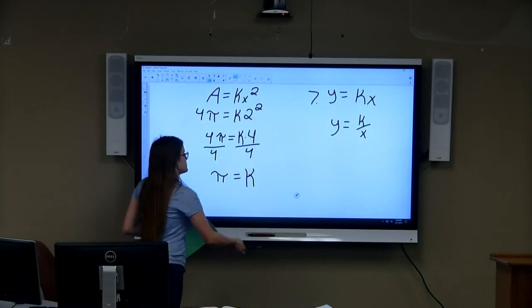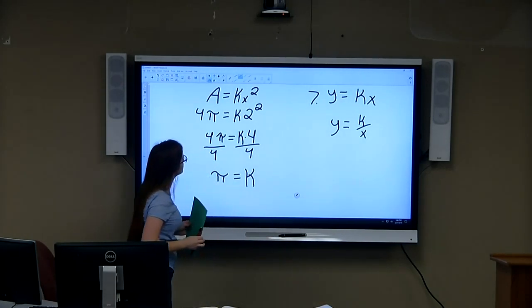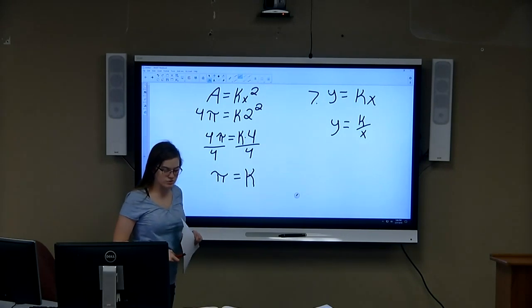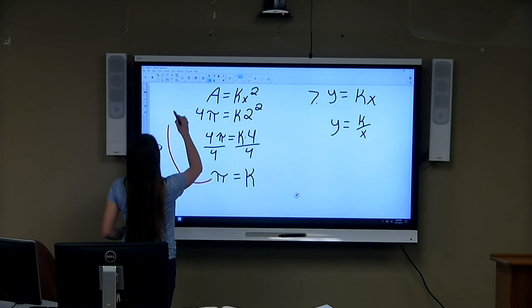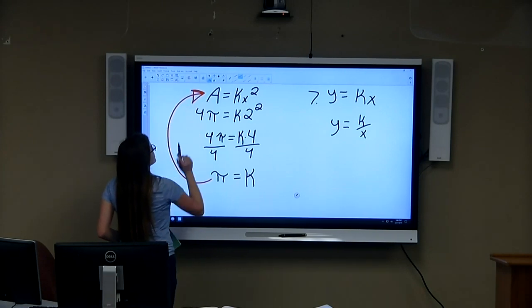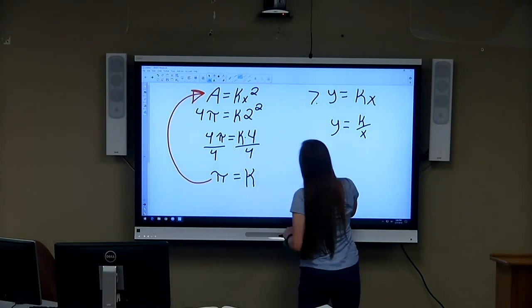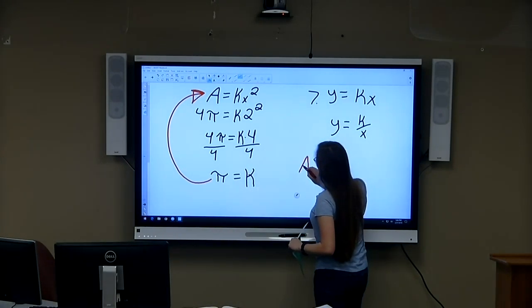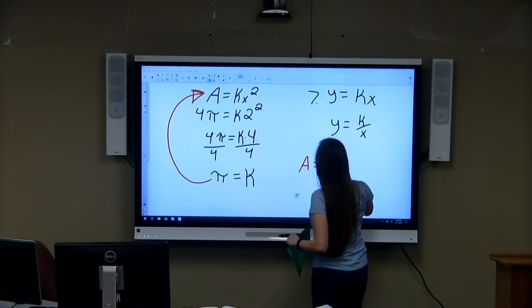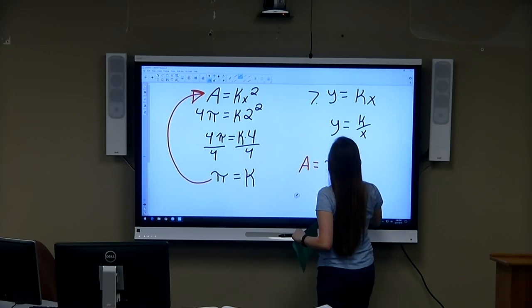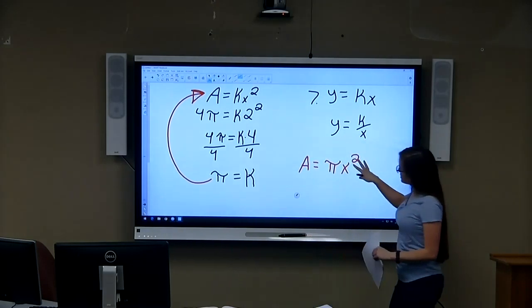But this isn't the end, because this isn't what your book asks for. Your book asks for the general formula. To get that, you have to take your answer and plug it into the equation you started out with. So your actual answer will be a equals pi x squared, because we now know that k equals pi. And that's going to be the answer that's in your book.